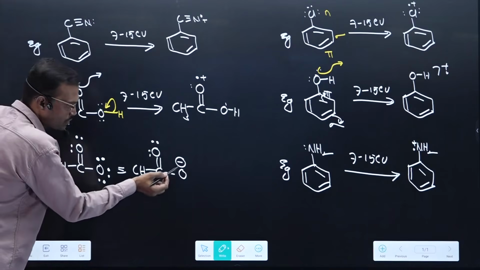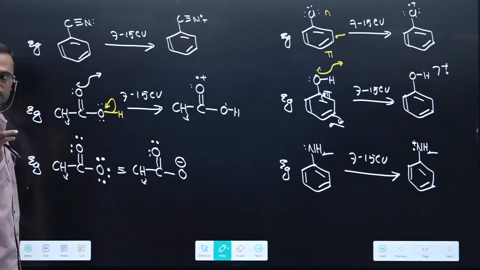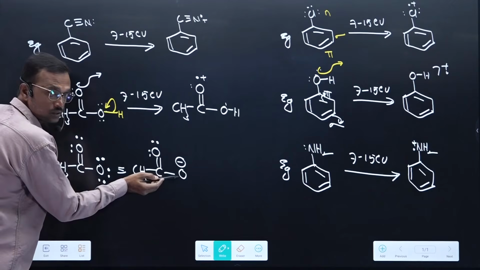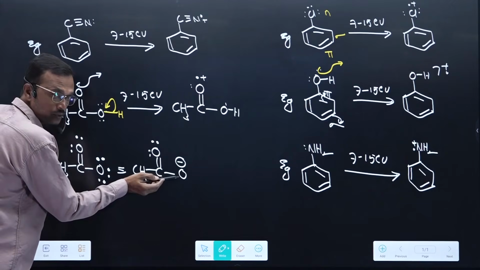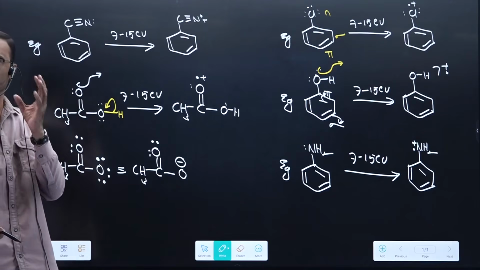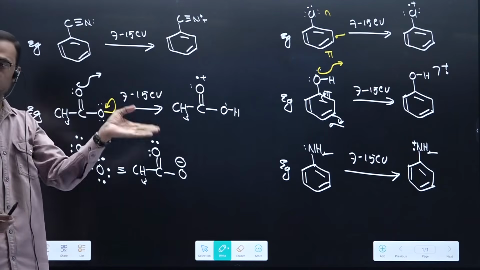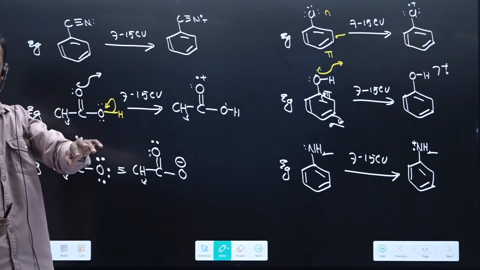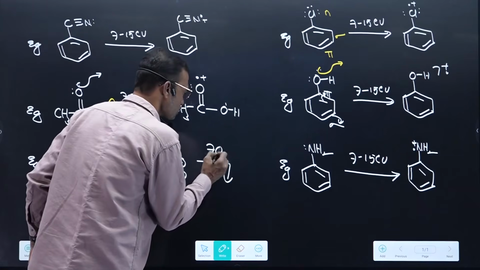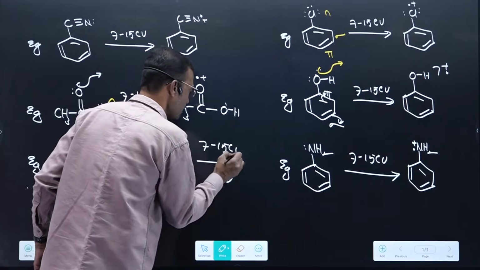So writing a negative charge indicates that this oxygen carries how many lone pairs? 3 lone pairs, not 2 lone pairs. Then what is this? It is neutral. And what is this? Positive or negative? Negative. When a neutral and negative competition comes, give priority to the negative for losing an electron from a gaseous molecule to form a molecular ion. Is it clear? So if I apply 70 electron volts or 7 to 15 electron volts, then what is your strategy?